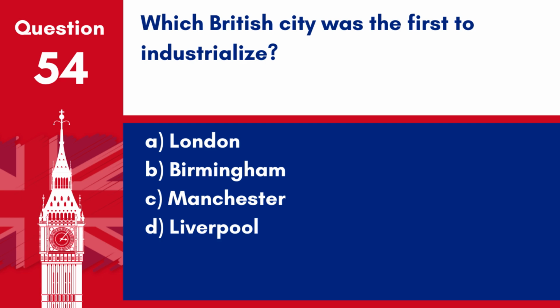Question 54. Which British city was the first to industrialise? A. London. B. Birmingham. C. Manchester. D. Liverpool. Answer: C. Manchester. Manchester was the first British city to industrialise, leading the Industrial Revolution.